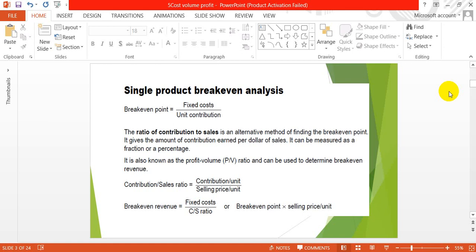If you substitute that in the formula, fixed cost divided by CS ratio will give you the break-even revenue. You could also compute the break-even revenue by multiplying the break-even point times the selling price.